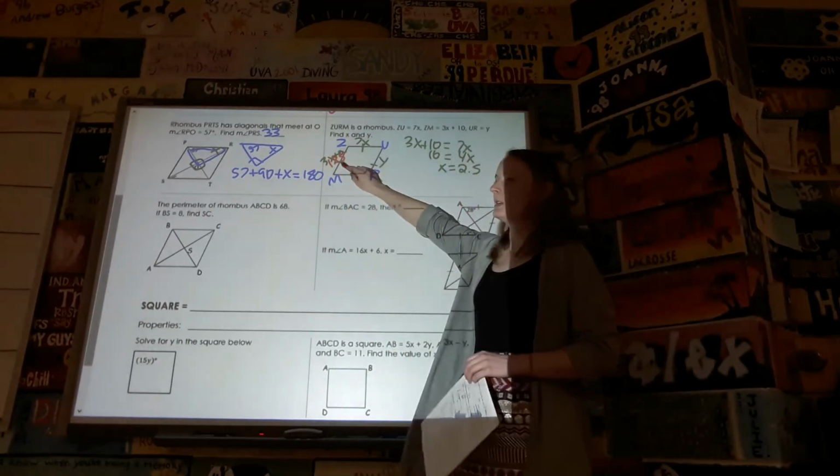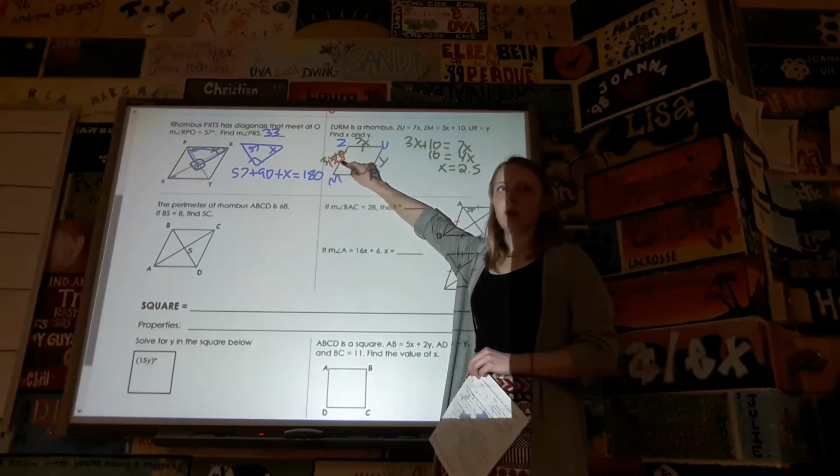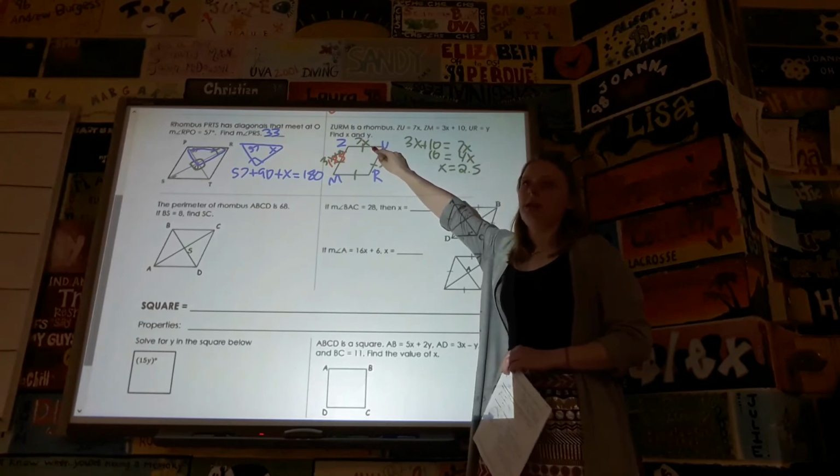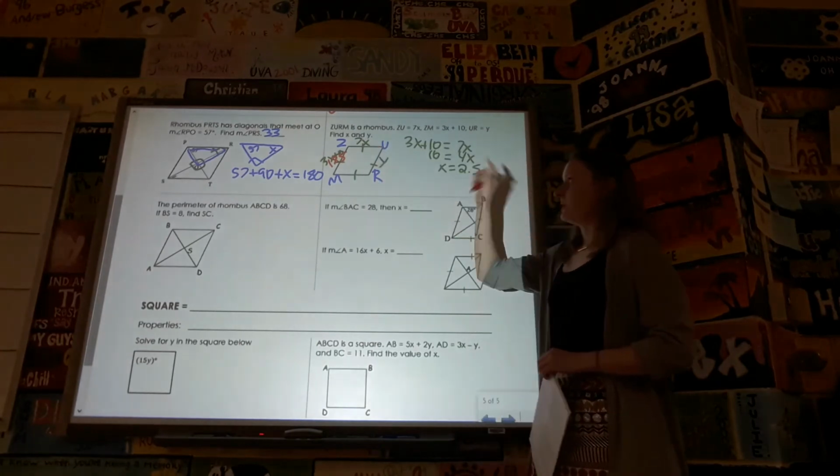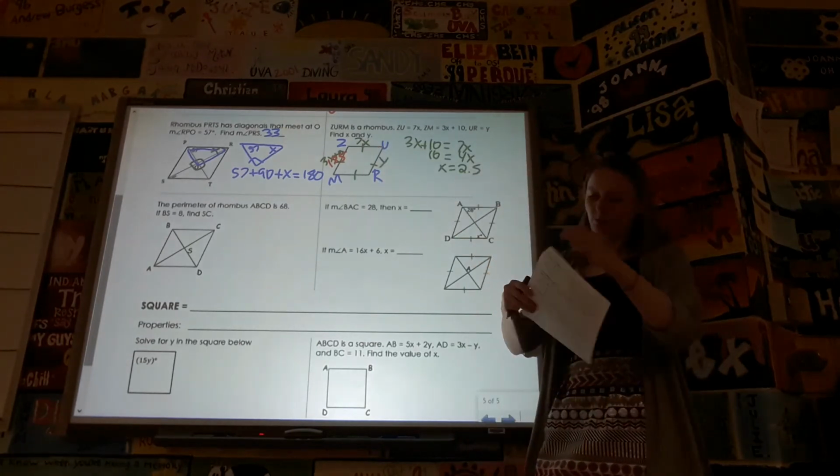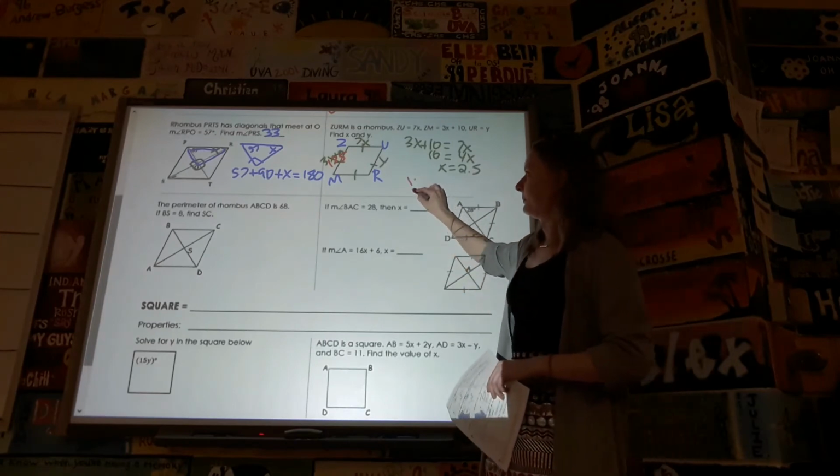Do I need to plug it into this one? Is that the only option I have? No, you could plug it into that one as well, right? You get the same answer. So if I plug it in there and I get that side is 17.5, what would the value of y be?